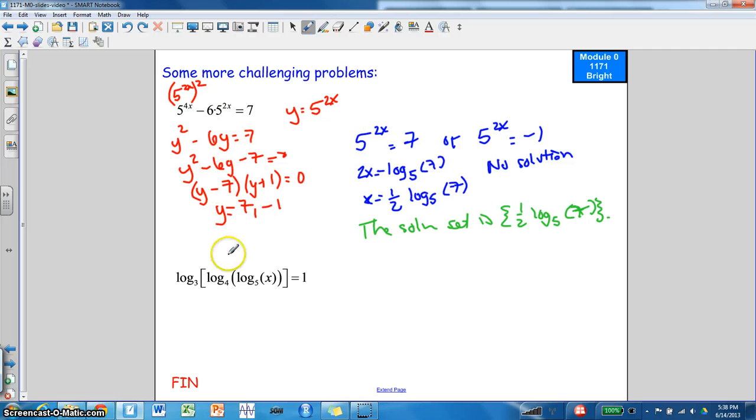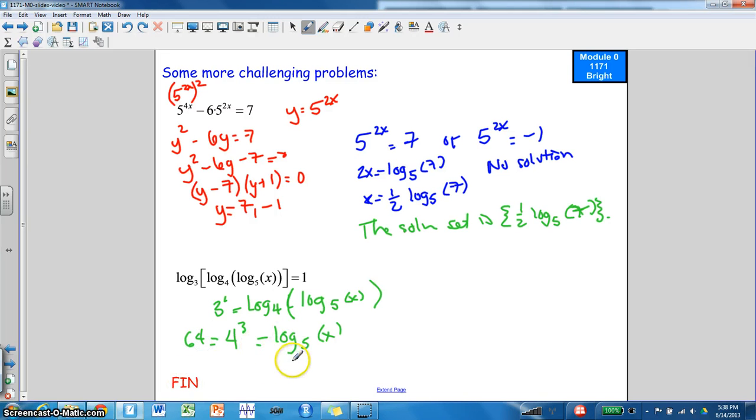Okay. Last equation here. Now this one is a log inside of a log inside of a log. Just use the definition repeatedly. So again, base to the output, so 3 to the first is equal to log base 4 of, big bracket, log base 5 of x. Okay. Do it again. 4 to the third is equal to log base 5 of x. And just for reference, that's 64.